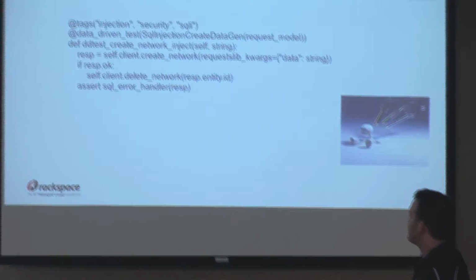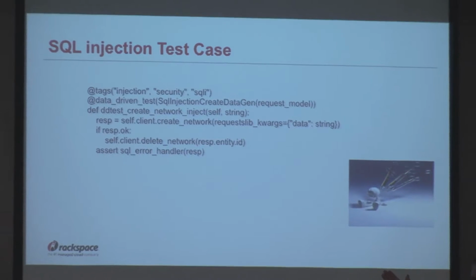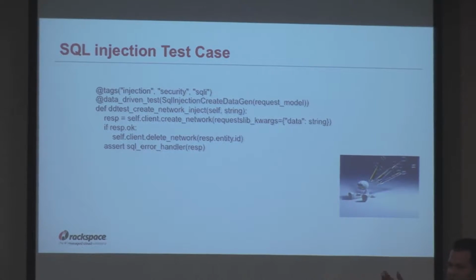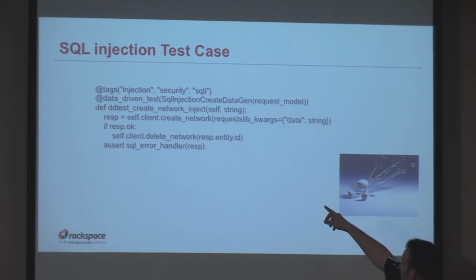Okay, so this is one of our SQL injection tests. This is what it looks like when we write the test. The abstractions play a big role here. We said at the top that we're tagging it so we can reference that type of test with that decorator. Next, we are saying that this is a data-driven test, and we're passing that SQL injection data generator with the request model for this test.